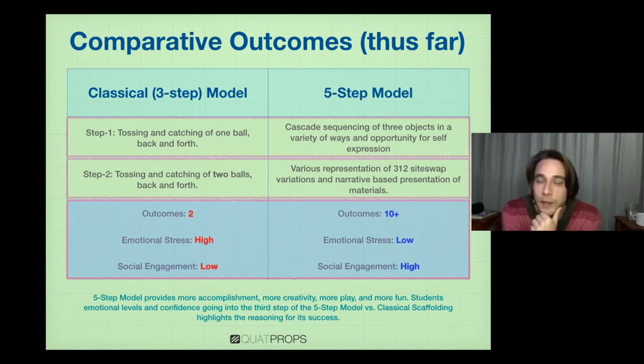The result of that, the emotional stress level is much lower in the 5-step model than it is in the classical model, and social engagement is very high in the 5-step model as compared to the classical model.